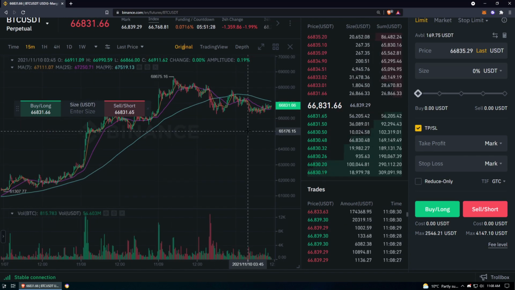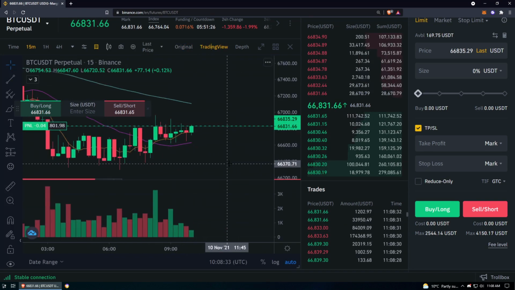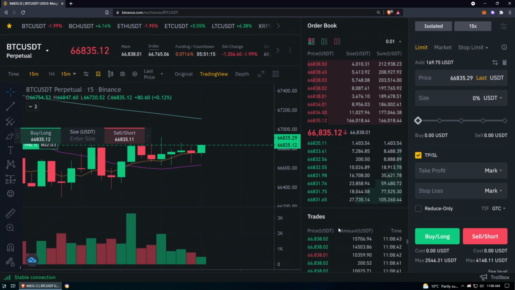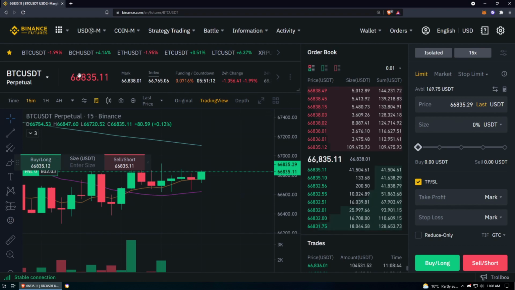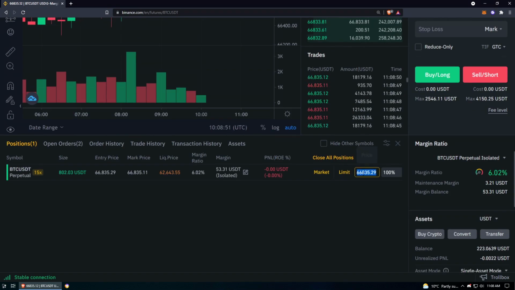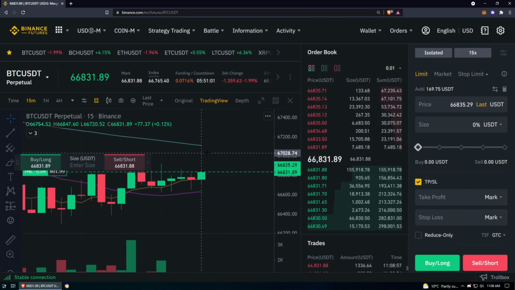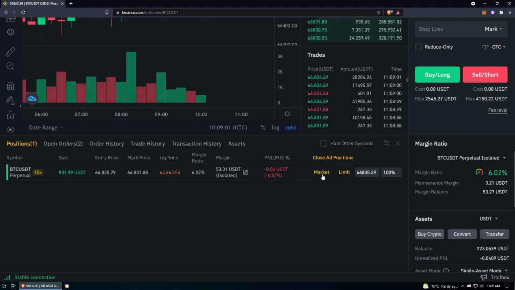So it's kind of tough to see where you entered, how much you're in profit, and stuff like that. So while we're in a small profit, I'm gonna just click on market. If I was to click on market, it would take me out at the current market price, but I can also choose the price I want to get out on and then click limit, and it would just take me out at a certain level. That's exactly the same as take profit.